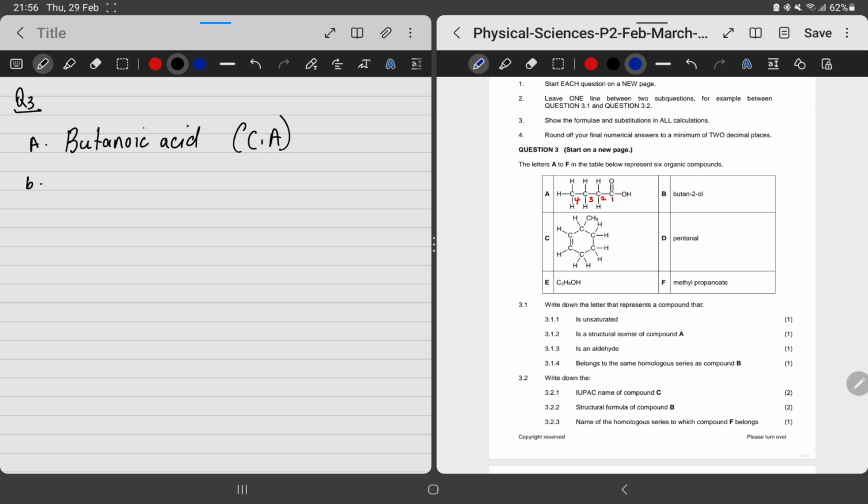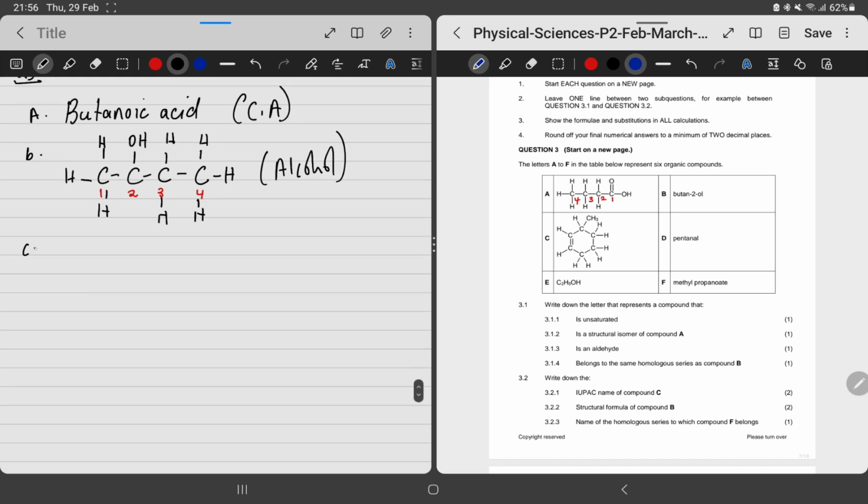Now we are going to move to B. We have butan-2-ol. But means 4 carbon atoms. 1, 2, 3, 4. And then the 2 there tells you that the OH group is attached at carbon number 2. So that is the OH, which means that when you number, you need to number from left to right. Okay? And then that is just that. And then this is obviously an alcohol.